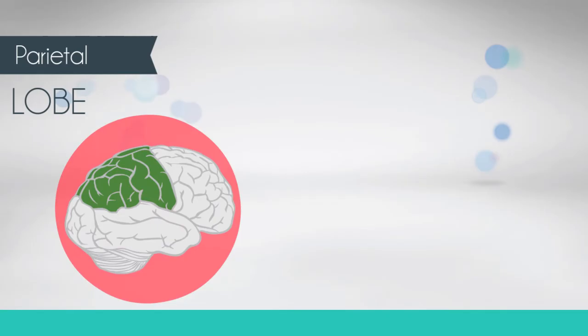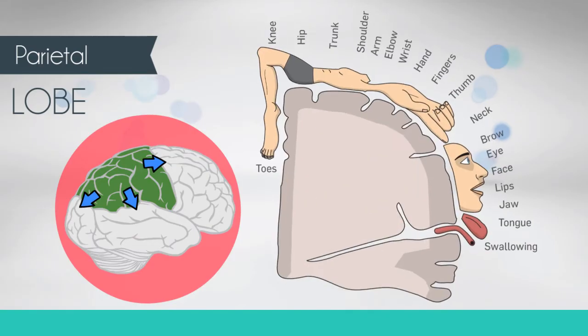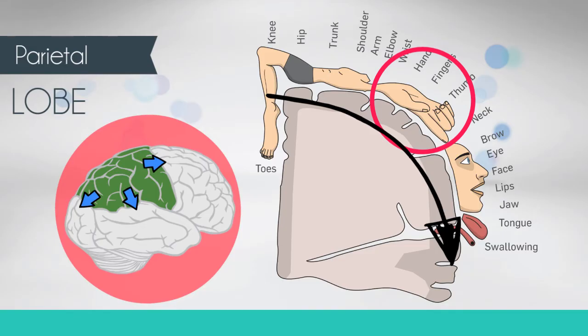The parietal lobe is mashed together at the top of the cortex and is also known as the associative lobe because it's the only lobe that touches all the other lobes. The parietal lobe is mainly responsible for our sense of touch and our body and spatial awareness.